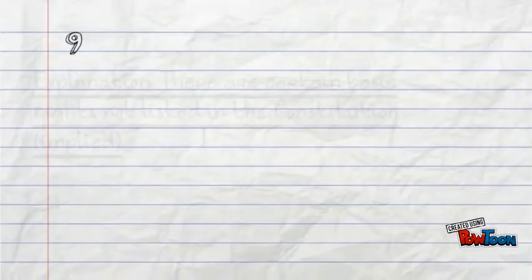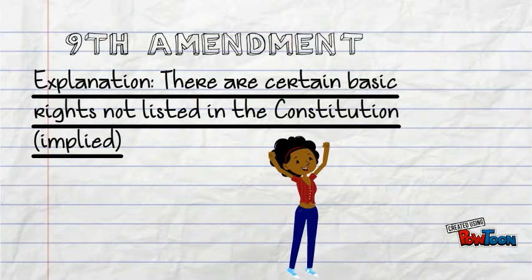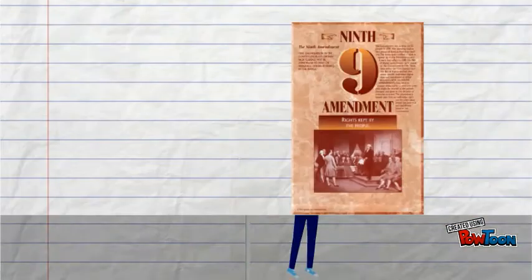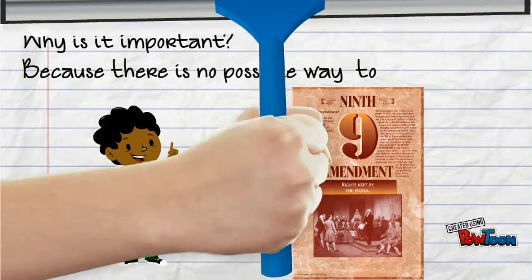The 9th Amendment says that there are certain basic rights not listed in the Constitution. These are known as implied, or ones that we know exist but don't need to be written down. This is important because otherwise there's not another possible way to do it.